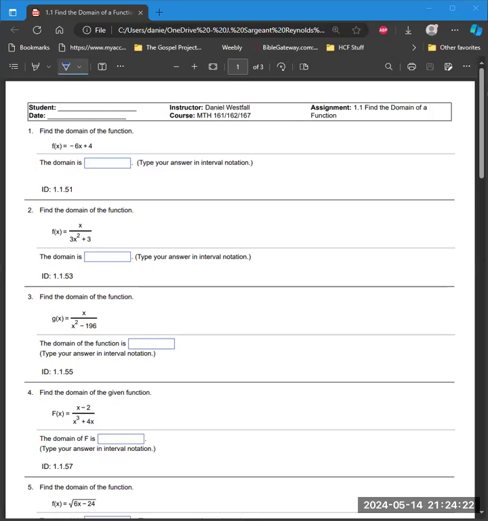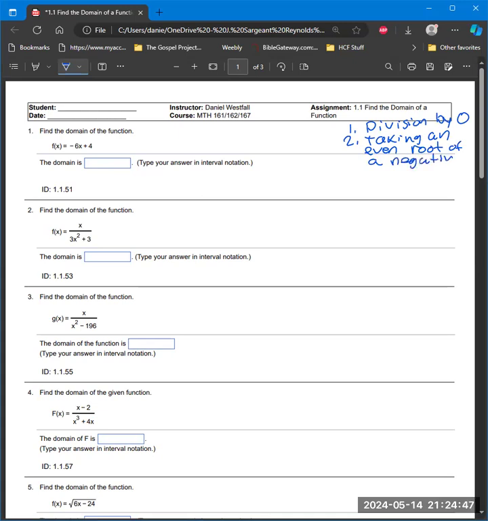In this video, we're going to find the domain of a function from 1.1. Two things that I'm looking for that will restrict my domain are division by 0 or taking an even root of a negative number. Both of those things are bad in math. I'm not allowed to do that.